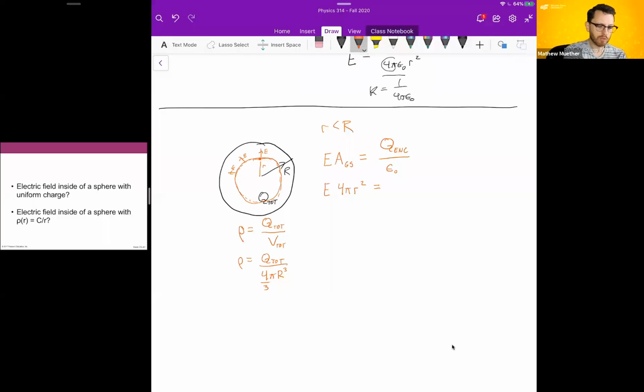And the total charge enclosed has got to be the charge density times the volume of my Gaussian surface now. That volume is going to be smaller than the total volume on the other side, but I can also calculate that. That's going to be my density that I just wrote down underneath that sphere times 4 thirds pi little r cubed.